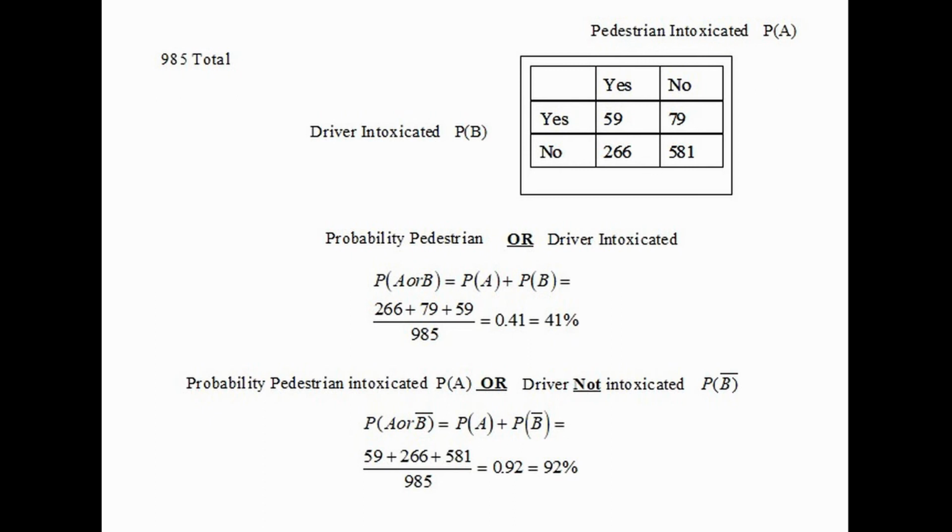Let's try the same thing again. This time we're looking for the probability of the pedestrian intoxicated or the driver not intoxicated. In other words, the probability of A or B naught, which equals probability of A plus probability of B naught. This time again, we search the table, find all the instances of A and B naught, divided by 985, and this time we get 0.92 or 92%. 92% of the time the pedestrian was intoxicated or the driver not intoxicated.